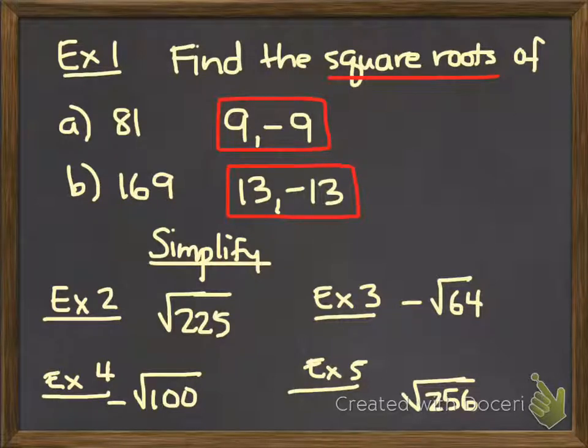On examples 2, 3, 4, and 5, just find the square root they're looking for. You don't need to find both of them. So on example 2, the square root of 225 is 15, because 15 times 15 is 225.